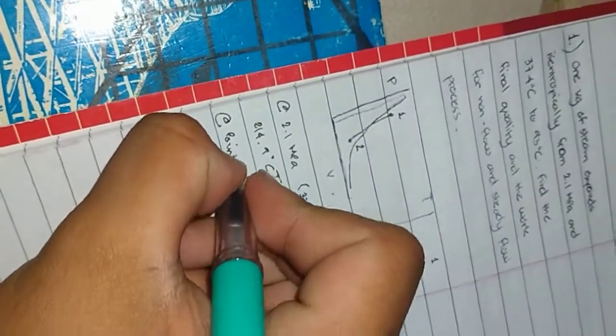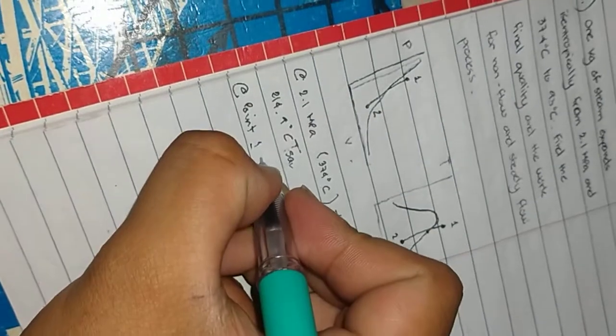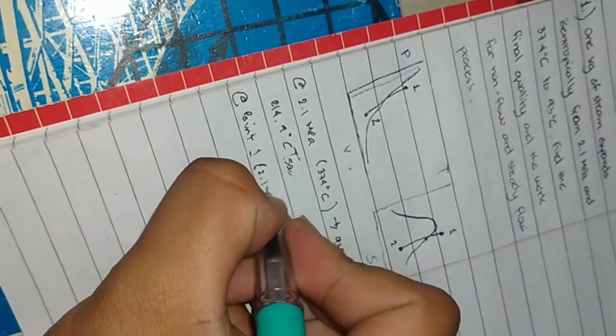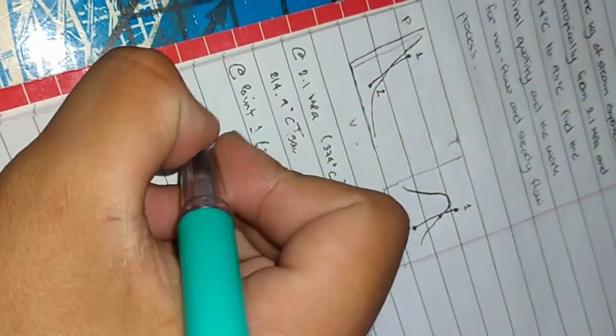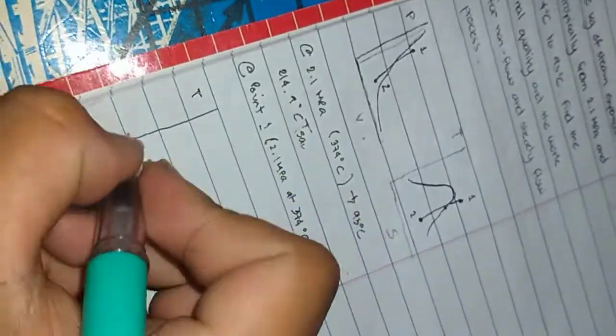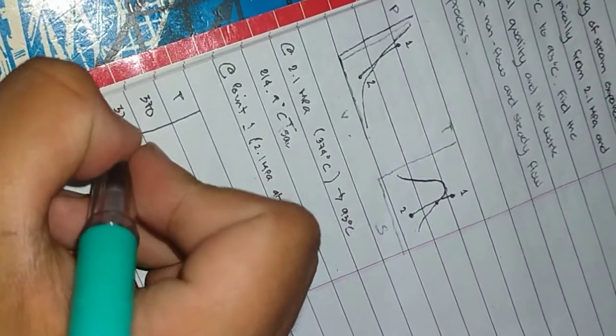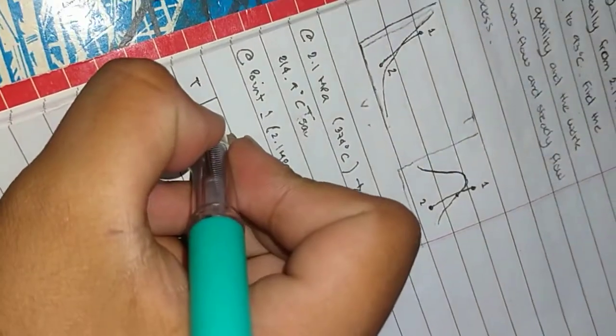So at initial condition, at 2.1 MPa and 374 degrees Celsius, it is between 370 and 380. So make a table of temperature: 370, 374, and 380. Then what do you need?